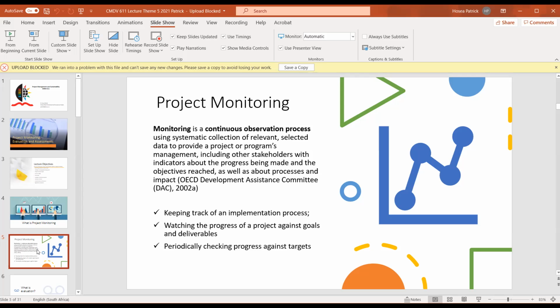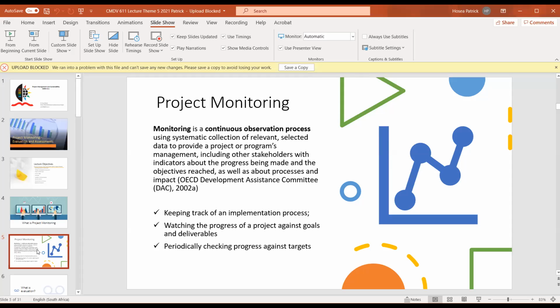Including stakeholders, indicators about the progress being made and the objective reached. Like we said, you have your milestones and you have your deliverables. So it is a systematic collection of relevant data as relating to a project, right? A continuous observation process of your project. So that's what it is.